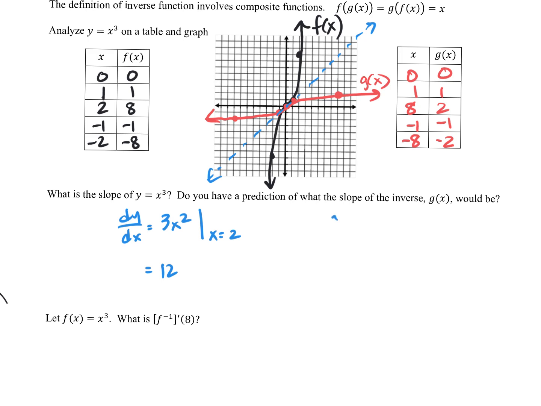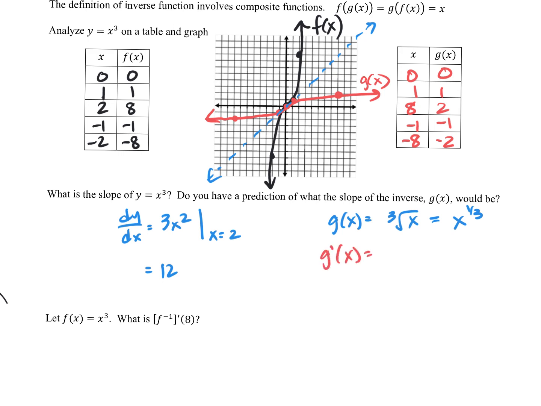If my inverse was this graph, does anyone know what the inverse of x cubed is? I think someone was saying it. The cube root of x is the inverse of x cubed. It's the opposite of it, right? How can I write that as an exponent? 1/3. x to the 1/3. Let's go find g prime.